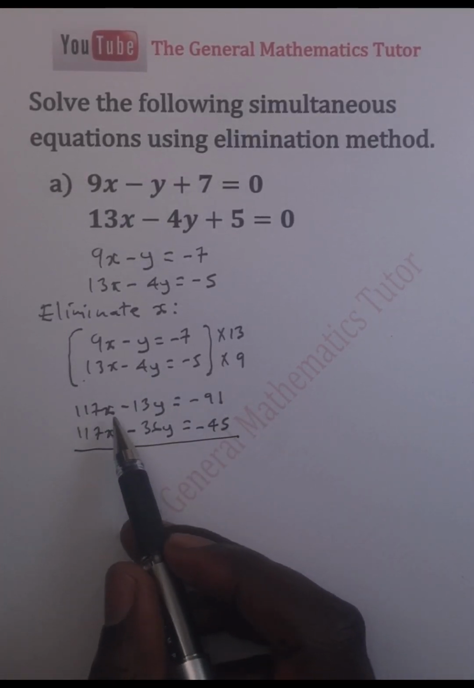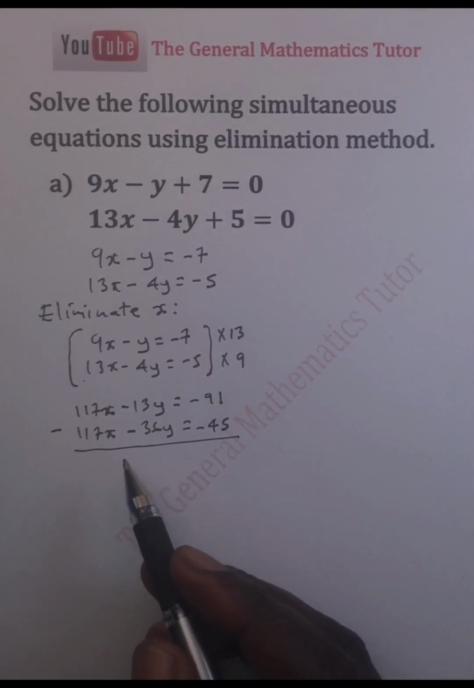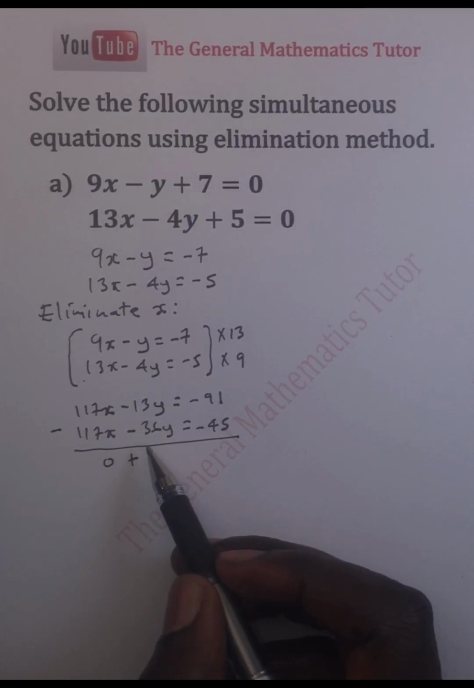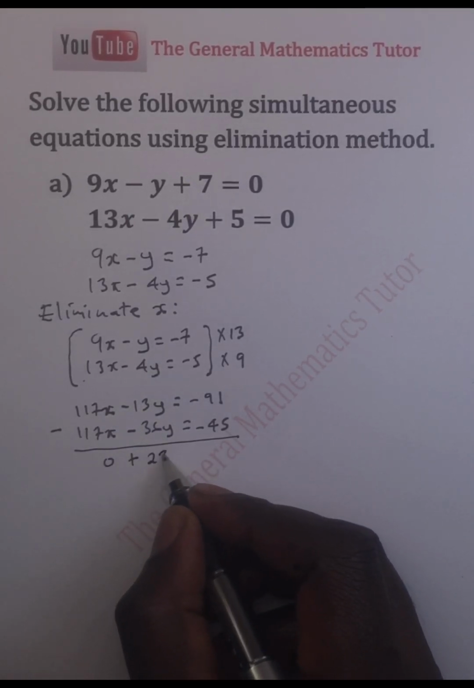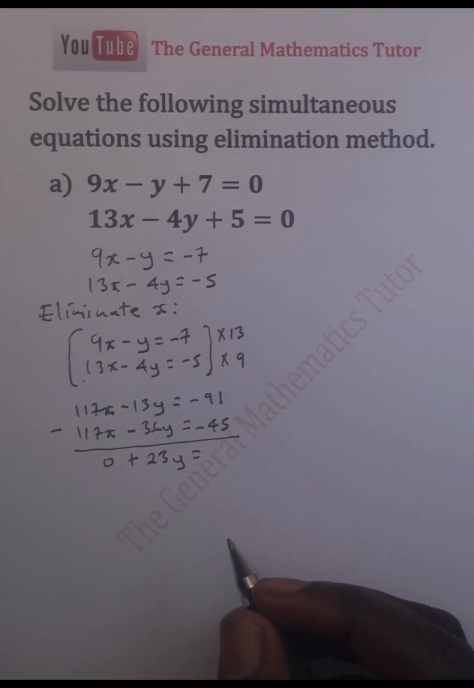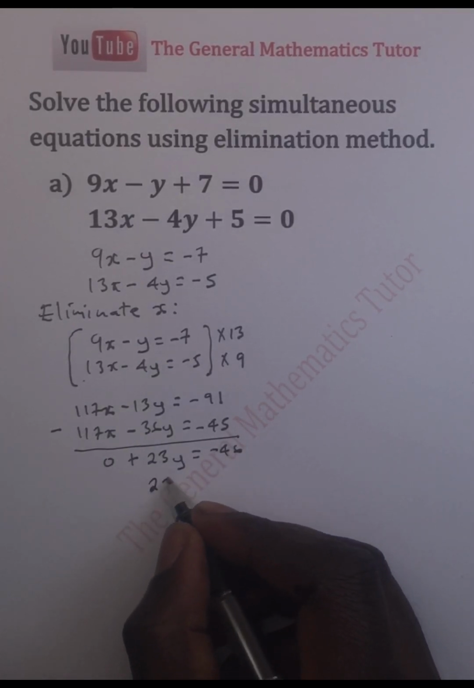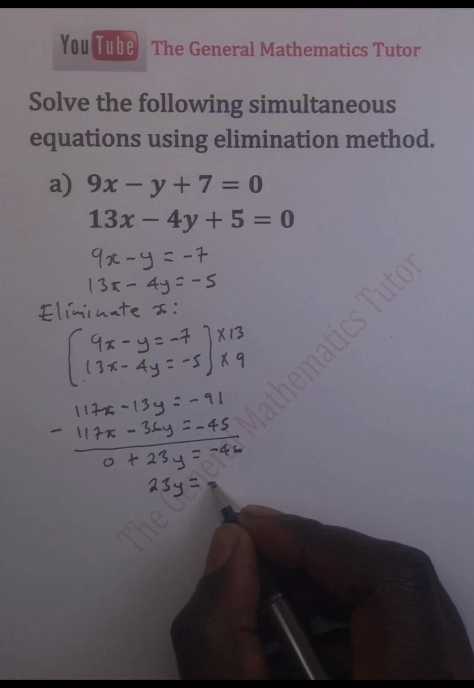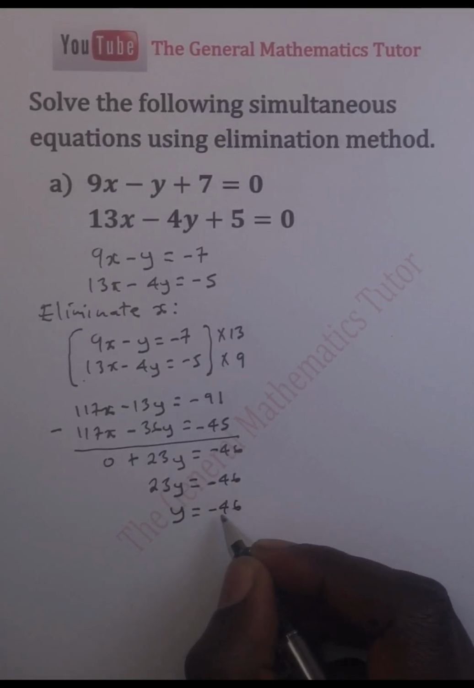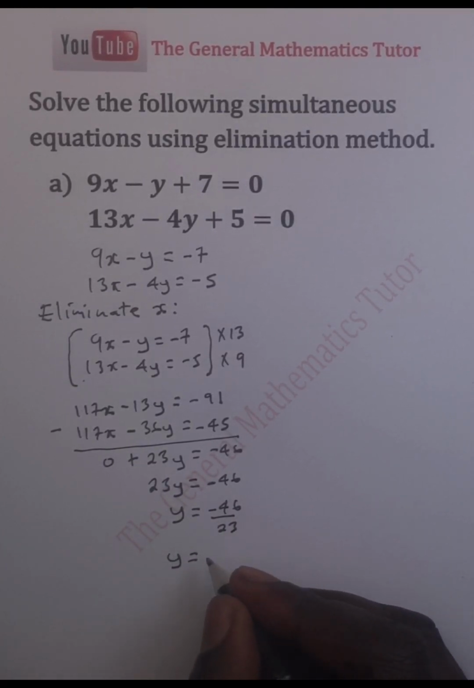So now that the coefficients of x are the same, we can eliminate x by subtracting the two equations. So you'll have 0 plus, if you minus these two, you're going to get positive 23y is equal to negative 46. So you have that 23y is equal to negative 46, meaning y is equal to negative 46 over 23. So that y is equal to negative 2.